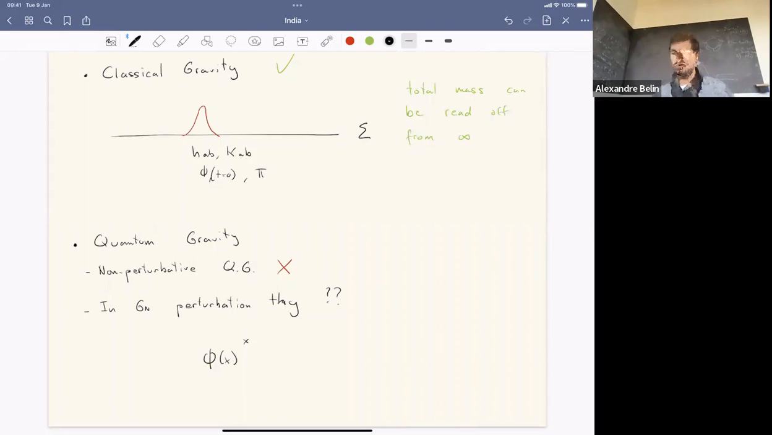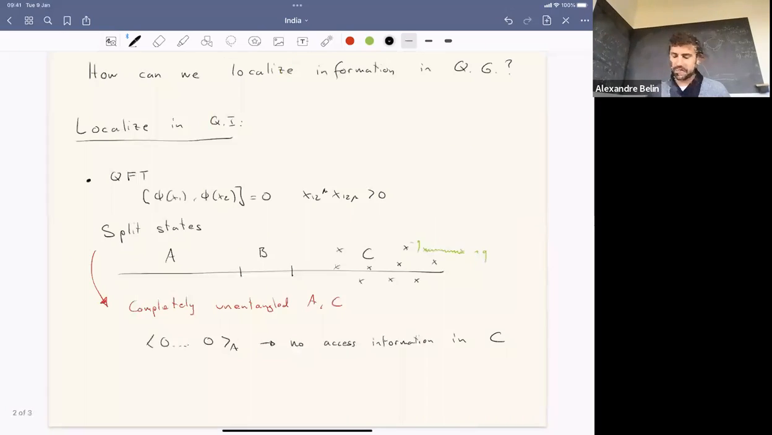And so just like for the gauge fields that we had before, the way to make diff-invariant operators is by connecting charges with Wilson lines. You need to do the same thing for local operators in perturbative quantum gravity. And in particular, you need to gravitationally dress it.